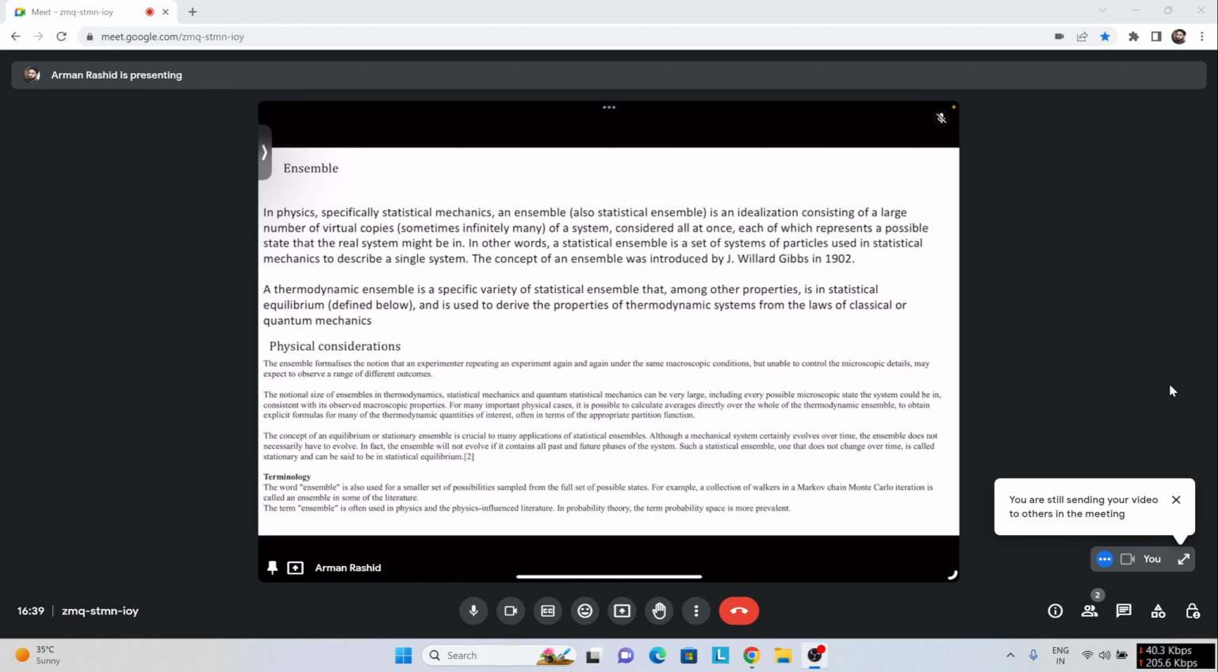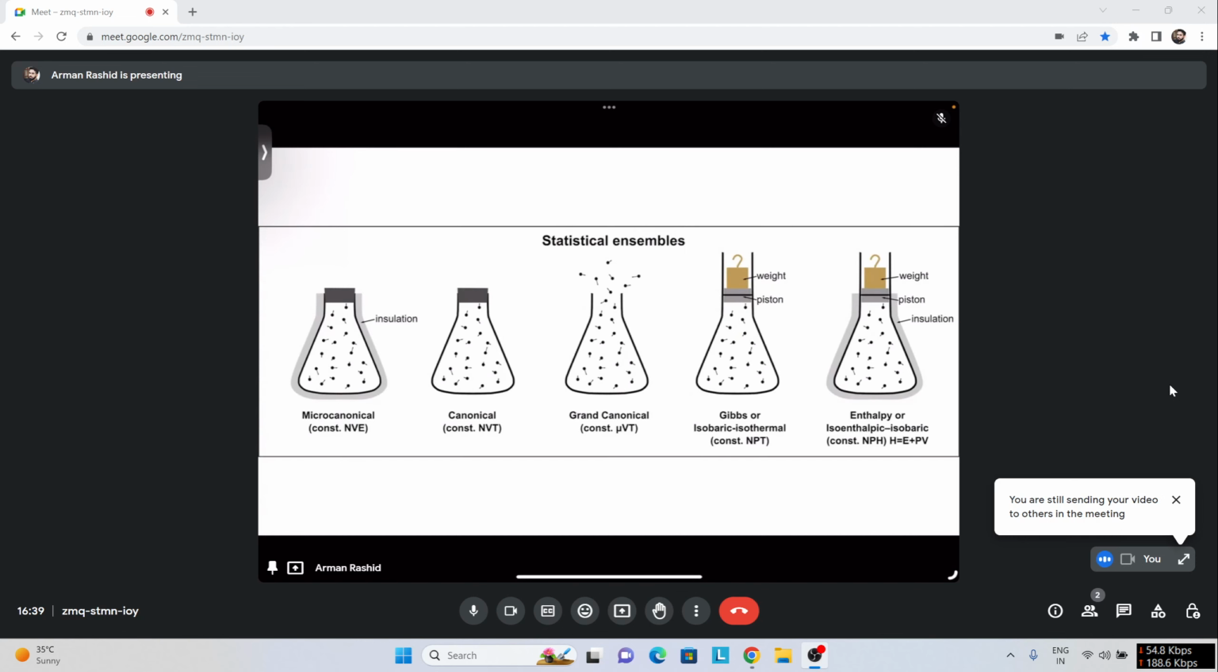Now, the word ensemble is also used for a smaller set of possibilities sampled from a full set of possible states. For example, a collection of walkers in a Markov chain Monte Carlo iteration is called an ensemble in some iteration. The term ensemble is often used in physics and the physics-influenced literature. In probability theory, the term probability space is more prevalent. Now there are different types of ensembles. We have a microcanonical ensemble, a canonical ensemble, a grand canonical ensemble, a Gibbs or isobaric-isothermal ensemble, and an isoenthalpic-isobaric ensemble.